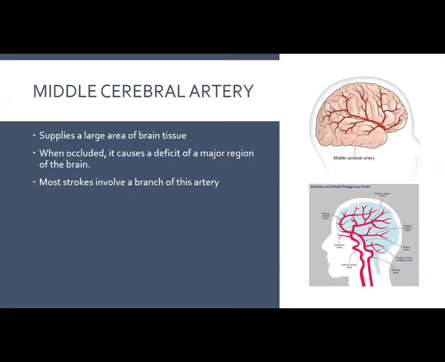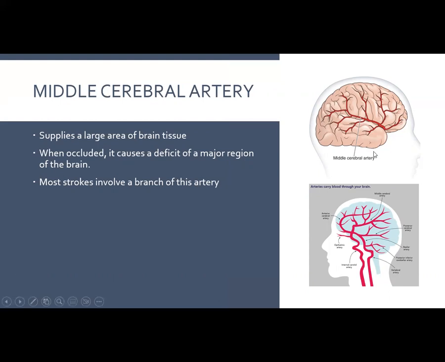So we've got different arteries inside of our brain, and one of the biggest arteries we have is the middle cerebral artery. This one supplies a very large area of brain tissue. When occluded, it can cause a deficit of major regions of the brain, and most of your strokes involve this branch of the artery. Depending on the location of the ischemic stroke can depend on how much perfusion is lost to that area of the brain. Most of your strokes will involve this middle cerebral artery, like I said.